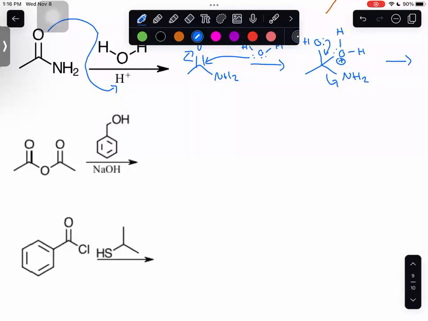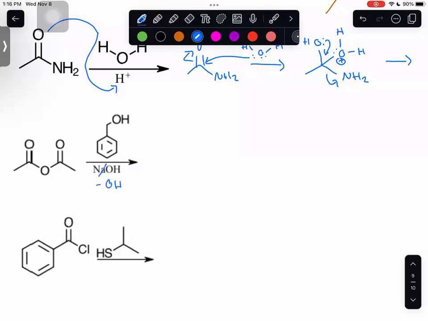What's the name of that initial molecule? What's the name of the functional group? Your acid anhydride. Remember, you have to remember those names. So yes, anhydride is the suffix. Acetic is specifically the two carbons on each carbonyl.